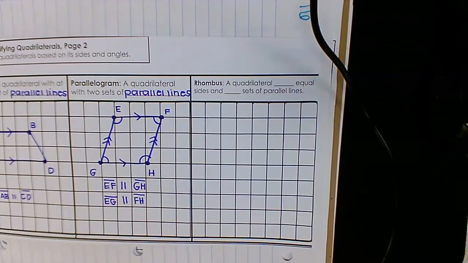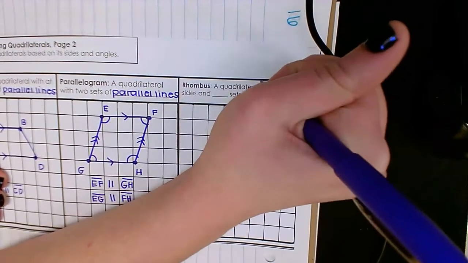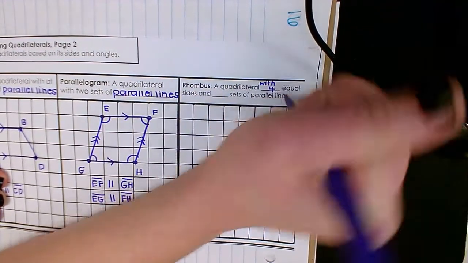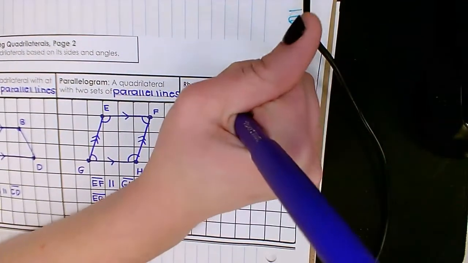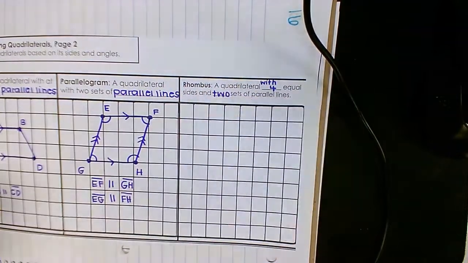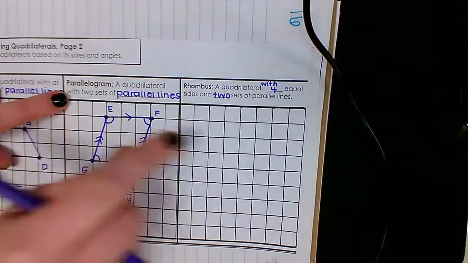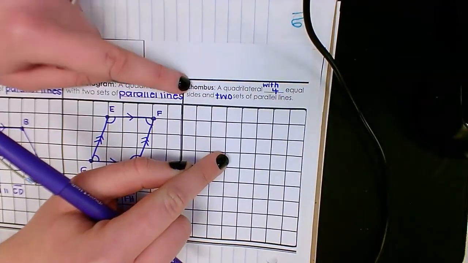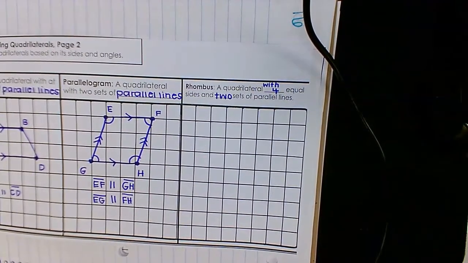Our last shape we're going to study today is a quadrilateral called a rhombus. A rhombus is a quadrilateral with, and I forgot the word with, so forgive me, with 4 equal sides and 2 sets of parallel lines. Just like the parallelogram, these both have 2 sets of parallel lines. But for a rhombus, it's really important that all the side lengths are also equal to one another. So let's practice that together.